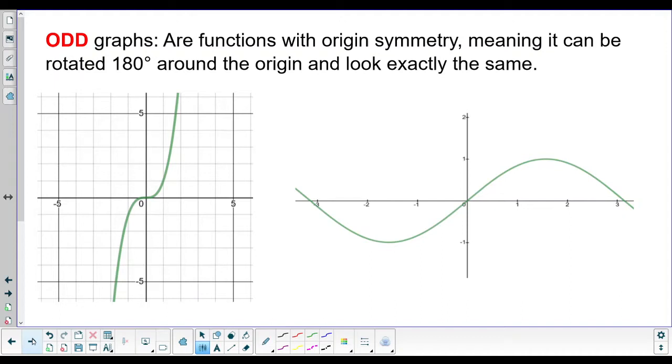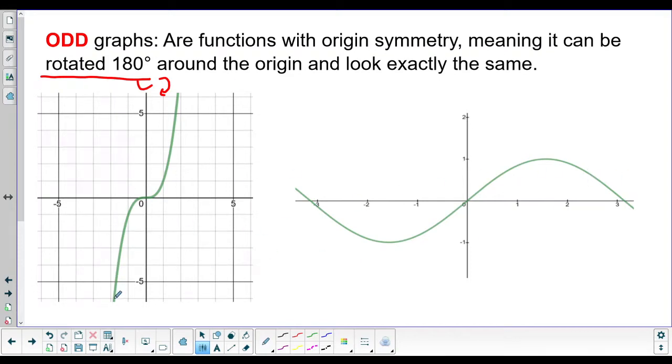Okay. There is also a type of symmetry called odd symmetry. Odd symmetry is a type of rotational symmetry. So what it means is odd graphs are functions with origin symmetry, meaning it can be rotated 180 degrees. That's a half turn, right? It's like that far around the origin and looks exactly the same. So let me show you what I mean on these two graphs.